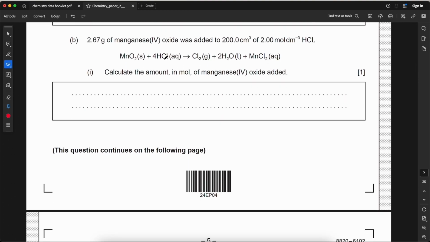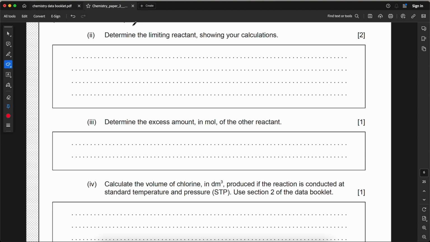2.67 gram of manganese oxide was added to 200 centimeter cube of 2 molar HCl. We've got molarity, we've got volume and we've got mass of manganese oxide. The question is calculate mole of manganese oxide. So to calculate mole, m divided by Mr, 2.67 divided by molecular mass of manganese oxide, which is 86.94. You've got 0.0307. Determine the limiting reactant showing your calculation.